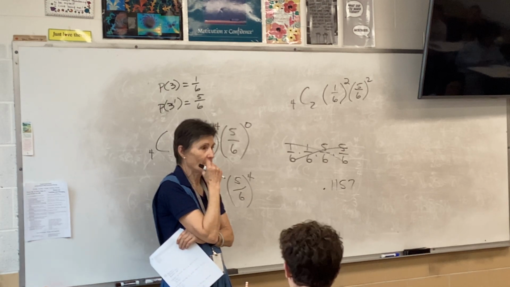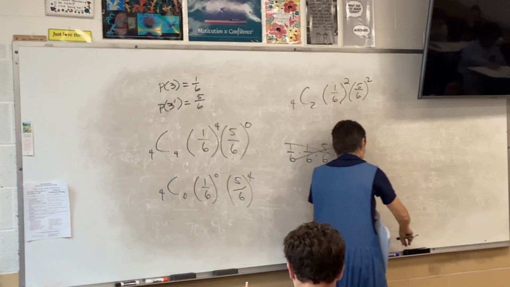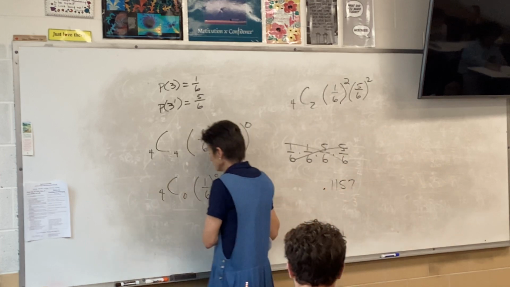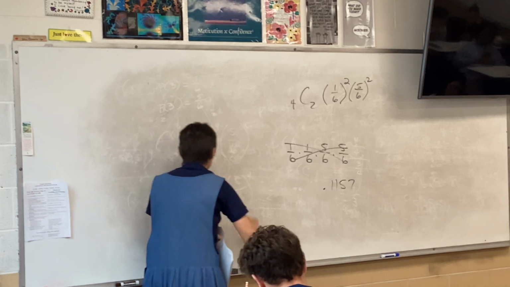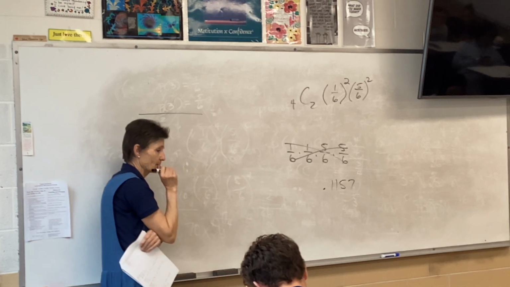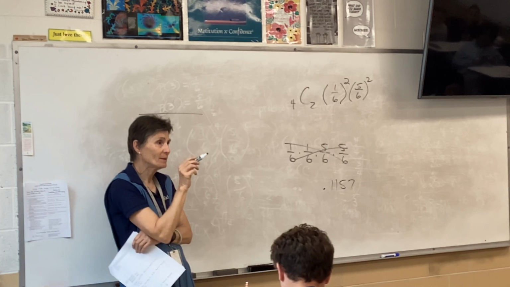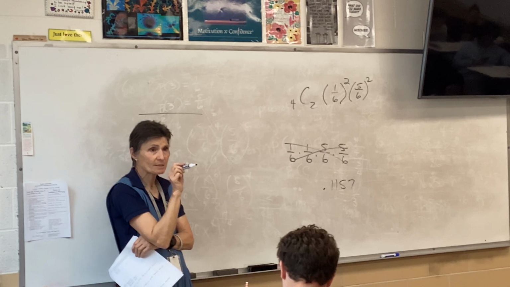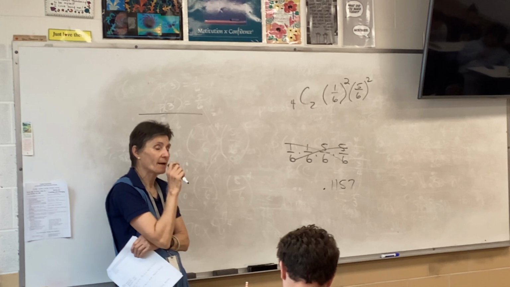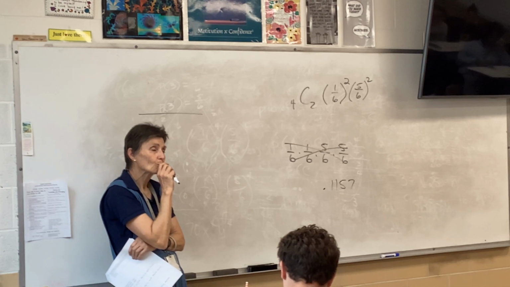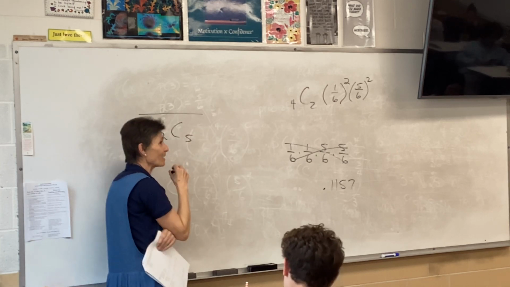Now, first of all, it's a 5-card hand. So the probability is going to be a fraction. What's going to be in the bottom of that fraction? Remember, probability, the denominator is the total. So what's going to go in the bottom? Bingo, 52C5.